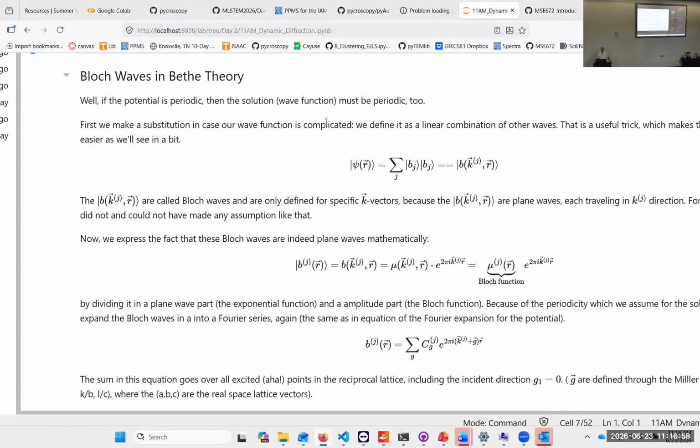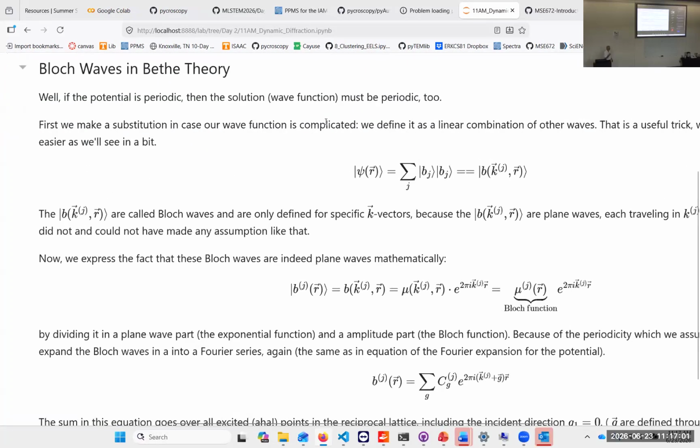In order to solve this Schrödinger equation, Bethe made this trick with the Bloch waves. So he said, hey, there is a periodic crystal. My solution also should be periodic. So that is the periodic Bloch waves.